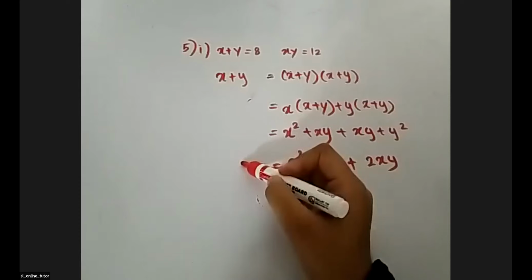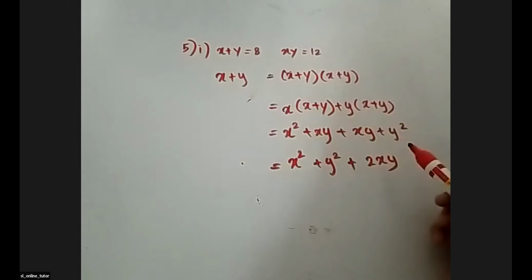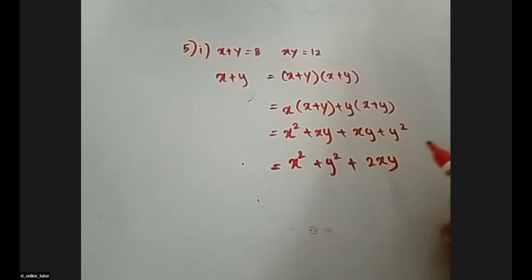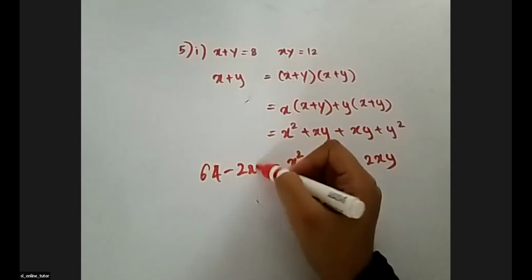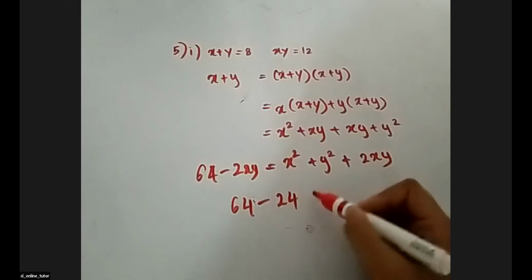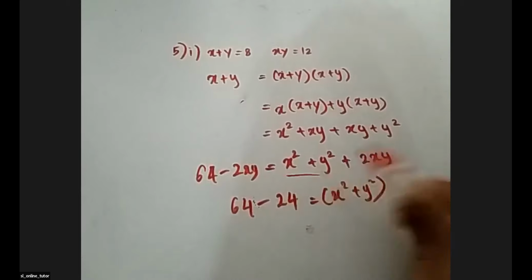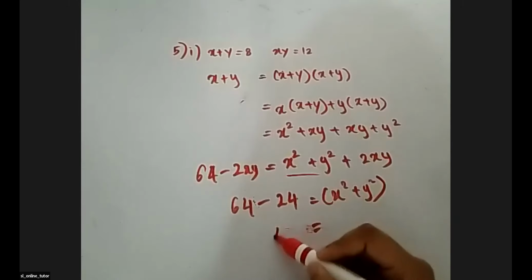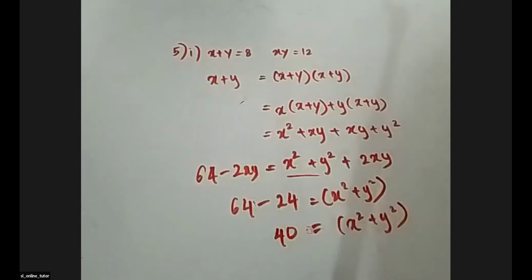Okay, up to here it's correct. They ask you to find this, so we have to take this one to that side. We have to subtract. Right? Yeah, we have to subtract 64 minus 2xy. 64 minus 24 is x squared plus y squared. I thought we had to subject this in here. So you are getting 40. Yes, 40 is correct for x squared plus y squared.